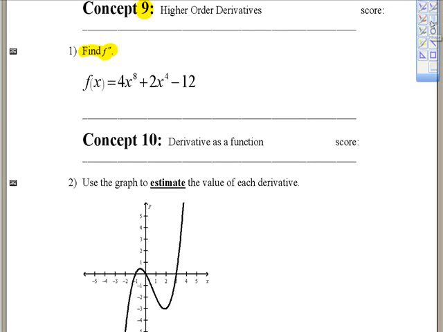Okay, question number 1, concept 9. Higher order derivatives, find the second derivative. You guys are getting really good at this. Let's go ahead and find the first derivative.